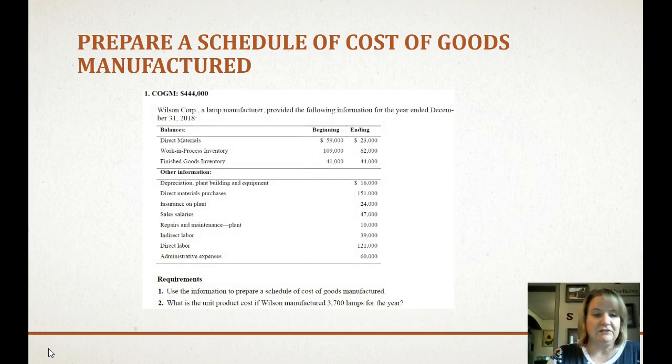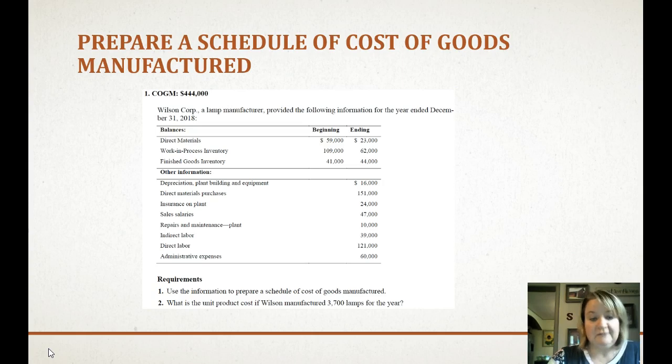So here is your information. It gives you the cost of goods manufactured, the amount. It also gives you the beginning and ending balances of direct materials, work in process inventory, and finished goods inventory. And it gives you other information such as depreciation for plant, building, and equipment. It gives you direct material purchases, insurance on the plant, sales salaries, repairs and maintenance on the plant, indirect labor, direct labor, and administrative expenses.